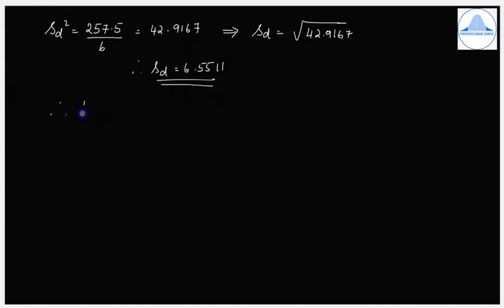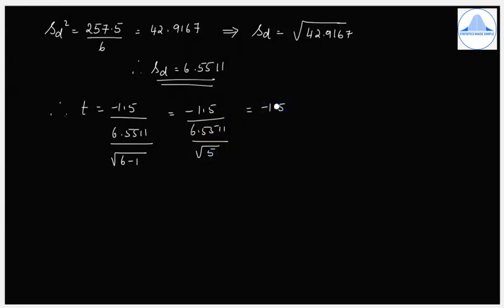Now let us substitute in T. So therefore, the test statistic T is equal to minus 1.5 divided by 6.5511 divided by root of 6 minus 1, which is equal to minus 1.5 divided by 6.5511 divided by root of 5, which is equal to minus 1.5 divided by 6.5511 divided by 2.2361. Be careful with all the calculations, which is equal to minus 1.5 divided by 2.9297. So therefore, we get T equal to minus 0.5119.